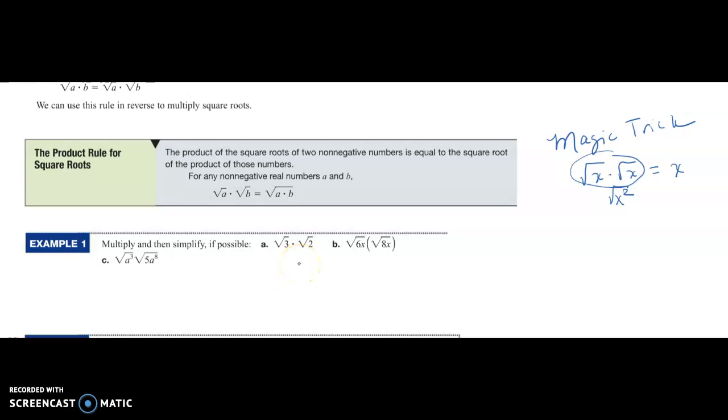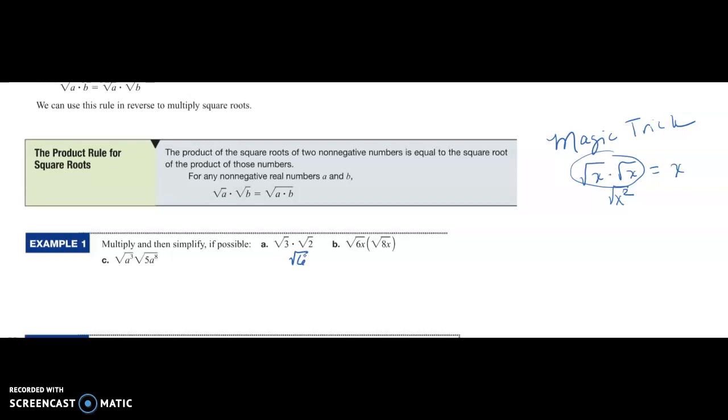Let's look at A here. By the product rule, if I know the square root of 3 times the square root of 2, I can just multiply those numbers underneath. I get the square root of 6. And I always want to ask myself, hey, can I simplify that at all? Is there any perfect square that will go into 6? And the answer is no. So that's as simplified as we get.